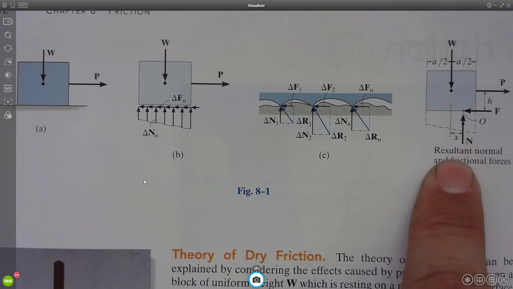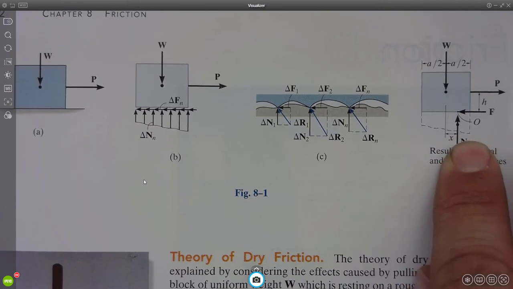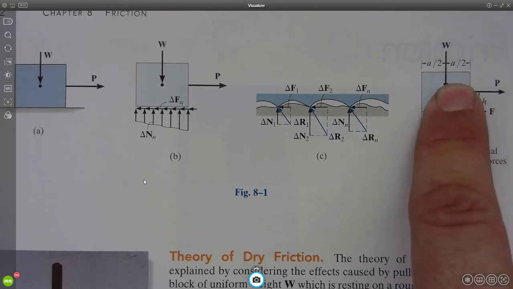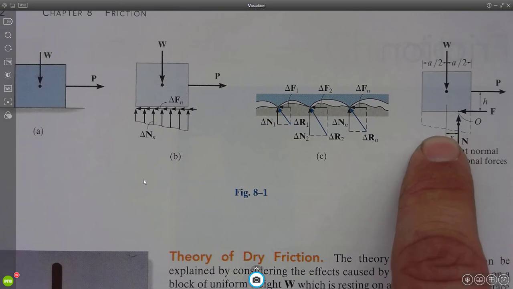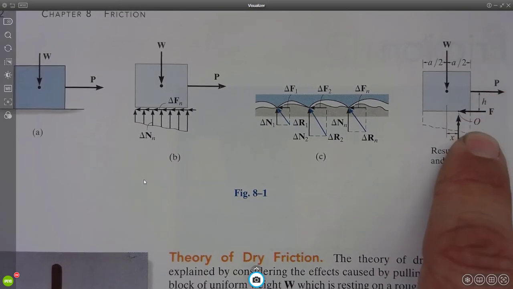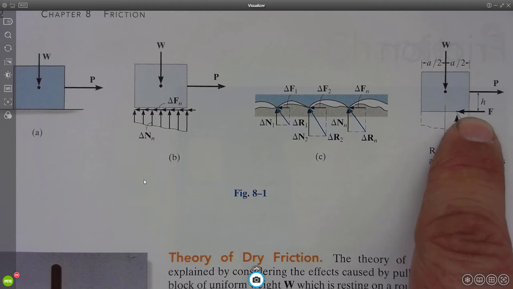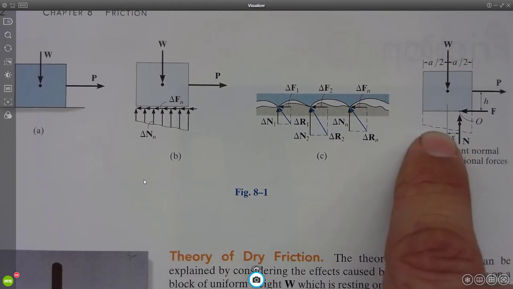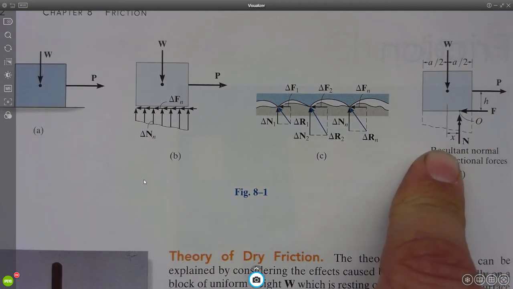So perhaps a more accurate free body diagram would look like this guy on the right, where we have our weight acting down through the geometric center. We have a normal that's acting some distance off. We have a force that we're pulling with, and we have the force of friction. Why is it important that the normal not be right in line with the weight?